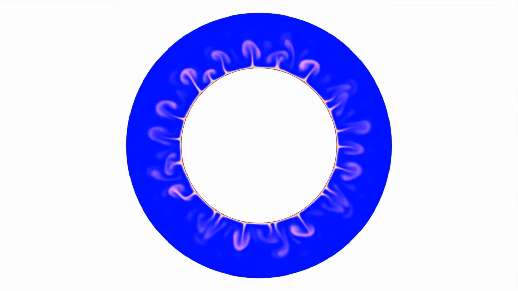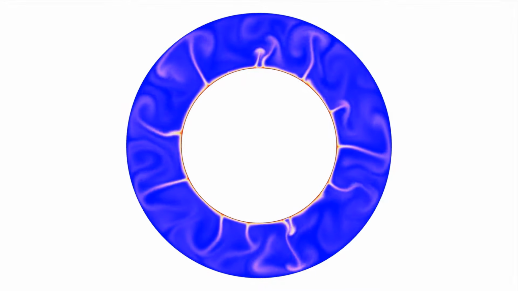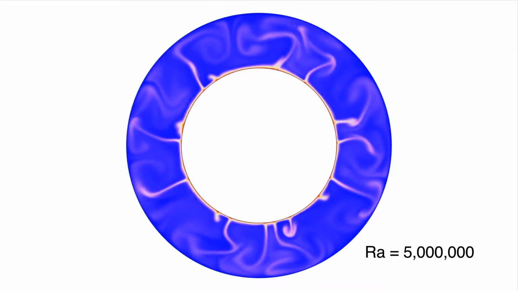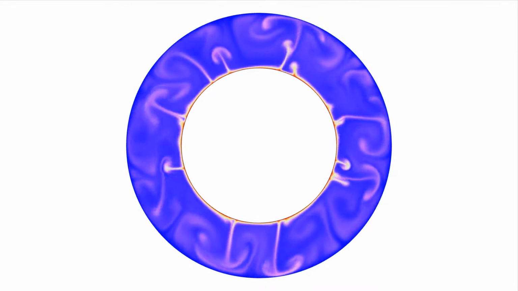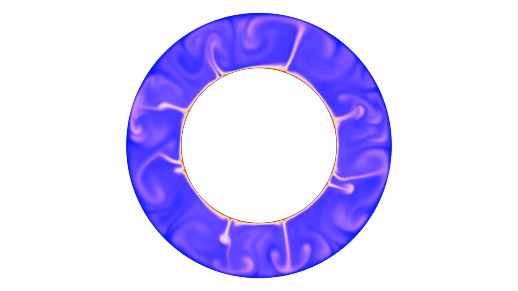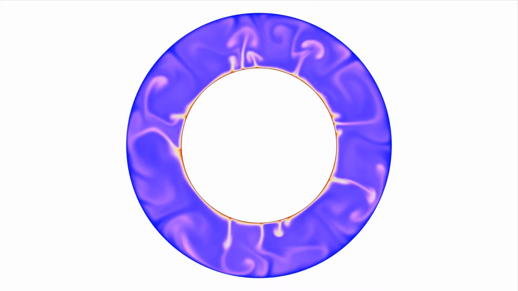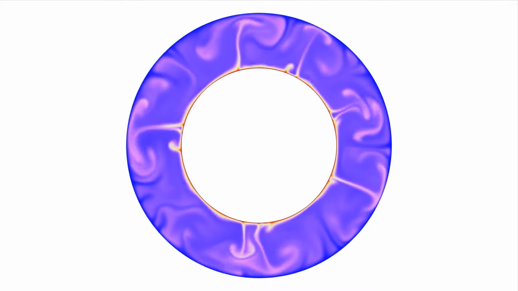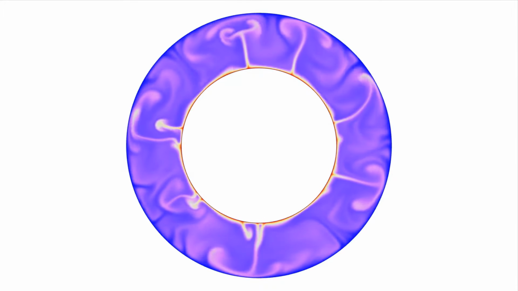In this first experiment, we show a simulation of natural convection within a circular domain at a Rayleigh number of 5 million. As stated earlier, the inner circle is hot, which drives the flow outward towards the cold outer boundary. In this animation, the colors represent the temperature of the fluid, with yellows and reds representing higher temperatures and blues and violets representing lower temperatures.